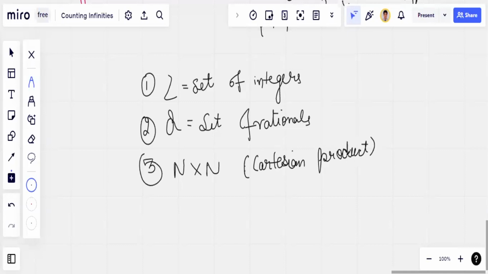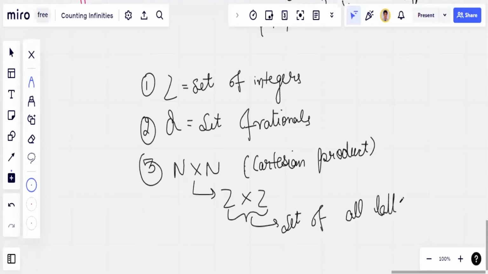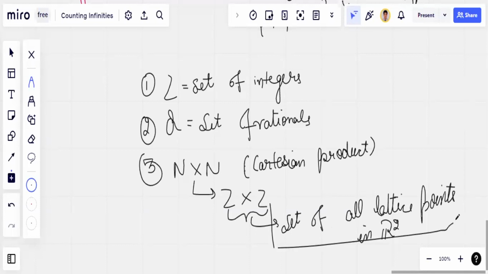Okay, instead of N cross N, you can also take Z cross Z here. It's basically the same idea. Z cross Z is basically, if you do not know Cartesian product, you can even think of it that way, the set of all lattice points in R square. I hope people would know what this is. If you don't know, then I can explain. Just ask.